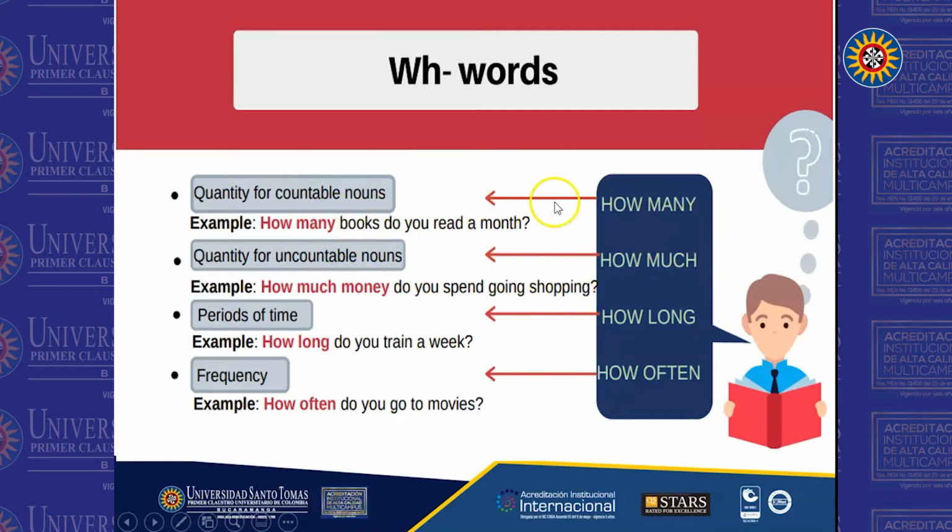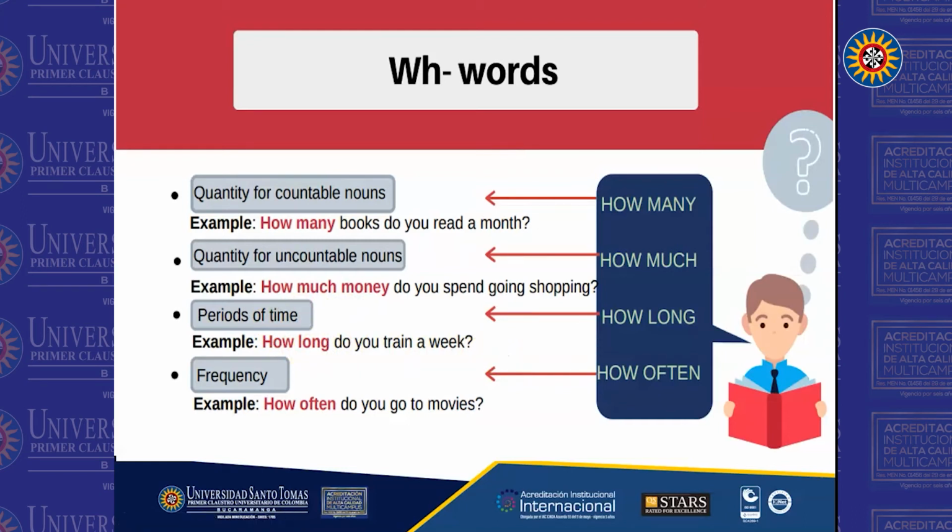We also use how much to talk about quantity, but this time we use it for uncountable nouns. For example, how much money do you spend going shopping? You can't count money. And we use how long to ask about periods of time. How long do you train a week? 2 hours.